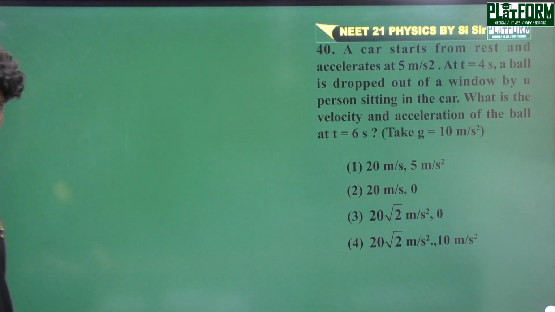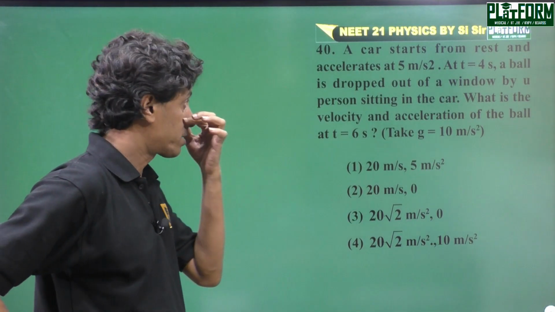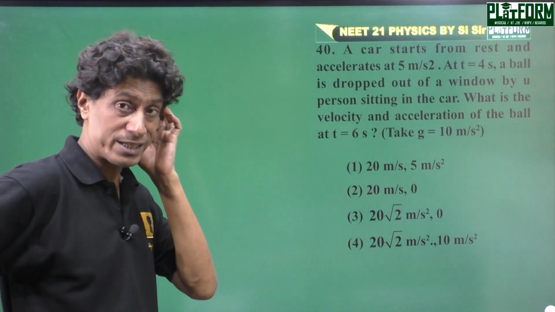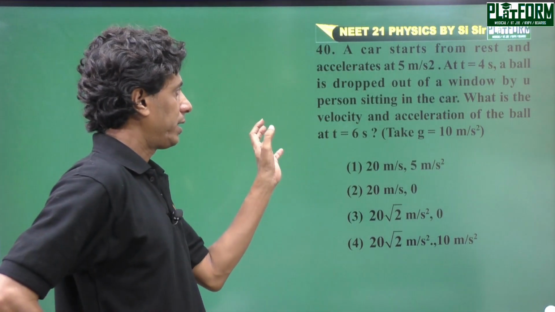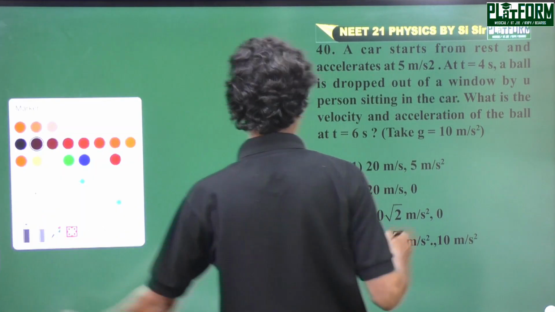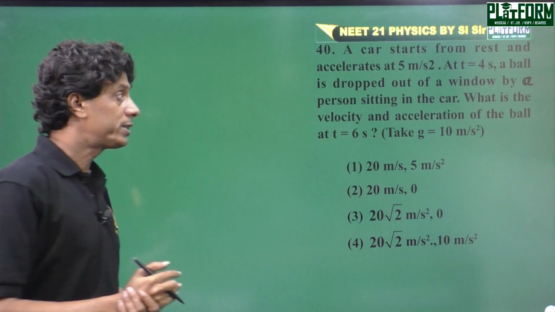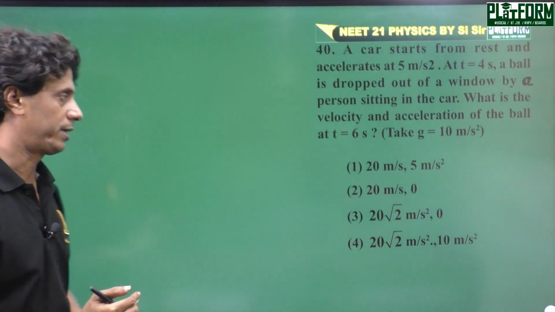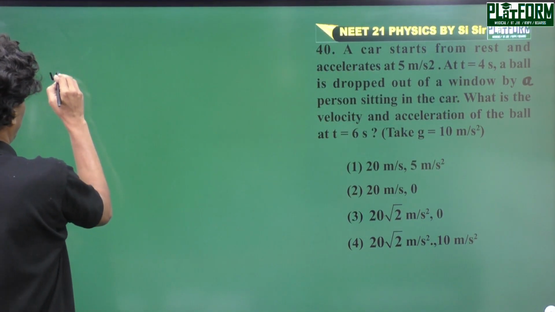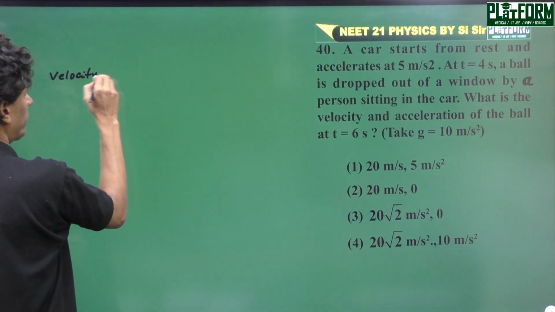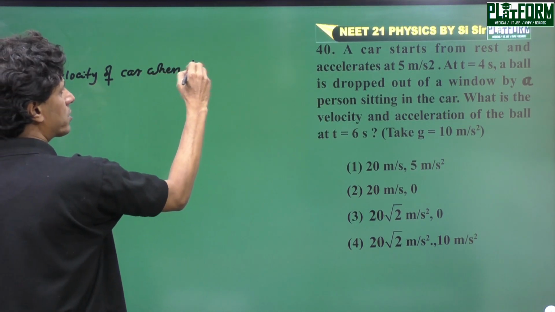Let us move to the next problem of this video session. Question number 40. A car starts from rest and accelerates at 5 meters per second square. At 4 seconds, a ball is dropped out of the window by a person sitting in the car. What is the velocity and acceleration of the ball at 6 seconds? So here, the velocity of the car when the ball is thrown out.